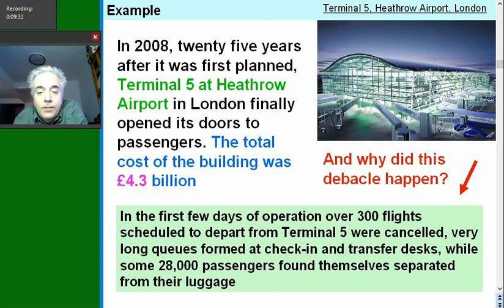This is a picture. In the first few days of operation, over 300 flights scheduled to depart from Terminal 5 were cancelled. Very long queues formed at the check-in and transfer desks, while some 28,000 passengers found themselves separated from their luggage. So why? Can you understand this? Can you imagine a situation like this?